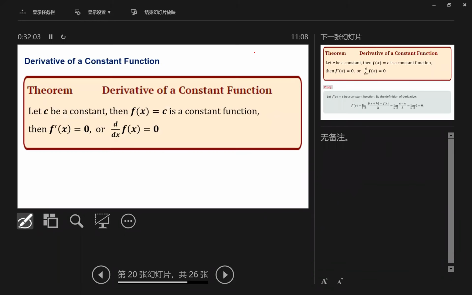First, let's have a look at the derivative of a constant function. We have the following theorem to help us define the derivative of a constant function. Let C be a constant, then f(x) equals C is a constant function, right? Then the derivative of this constant function, f prime x, is always 0. Or we say df/dx is 0.